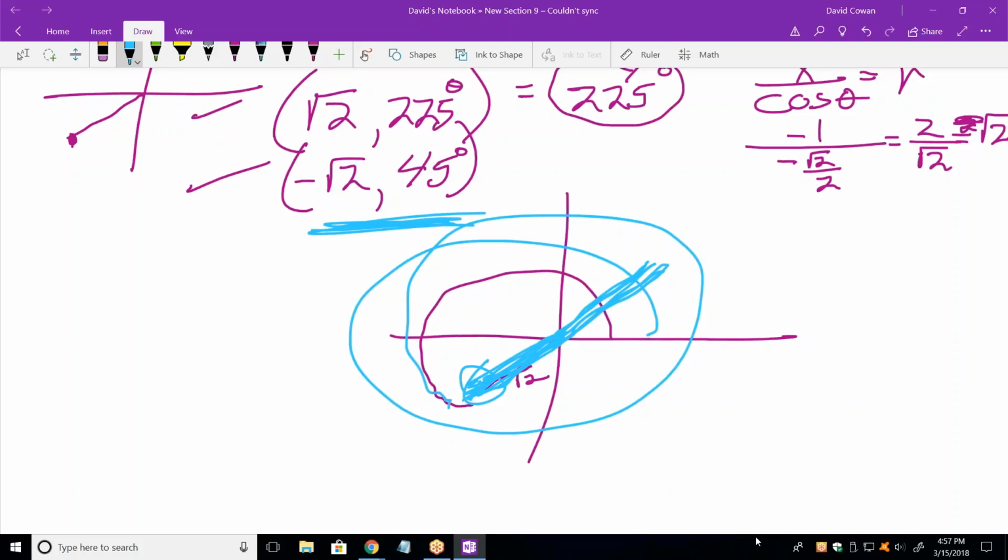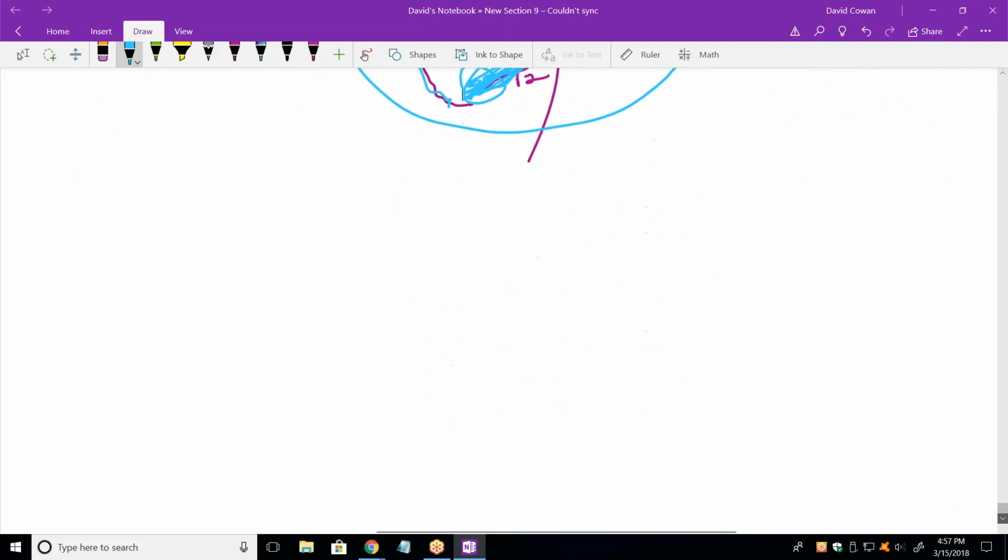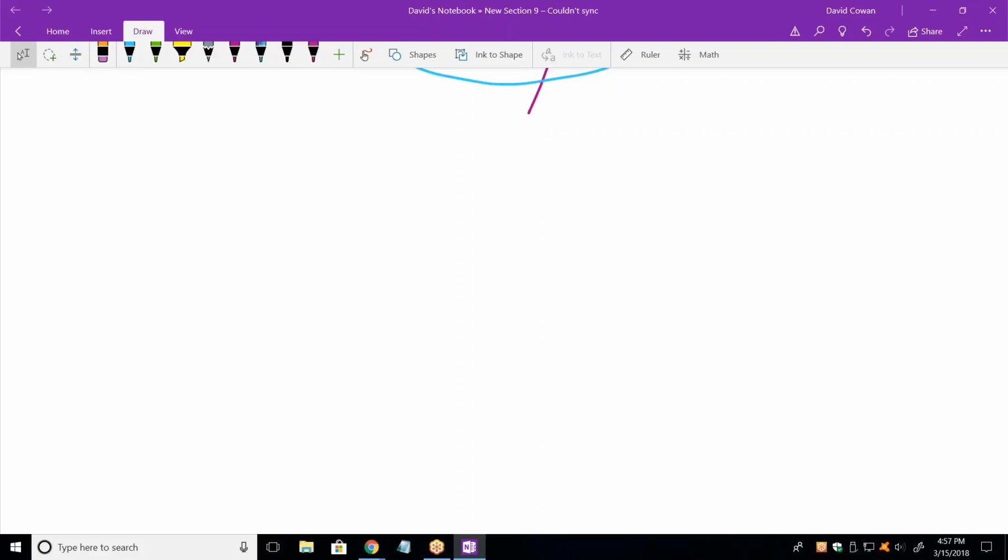Before we go, let's at least do one where we go polar to rectangular. We haven't done one of those, have we? I don't think we have. Let's do it. We've got 5 minutes. We can do one in 5 minutes. The last one was 0 and -3, that's rectangular. Let's go the other way.